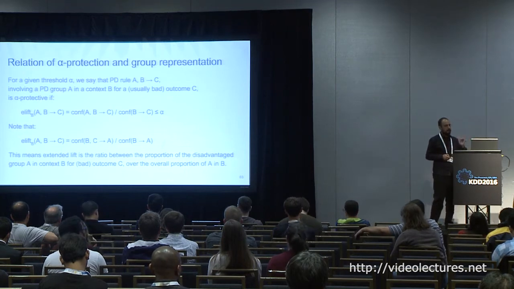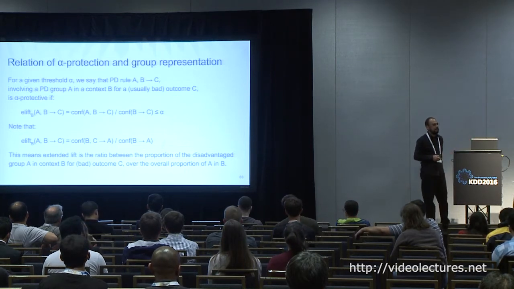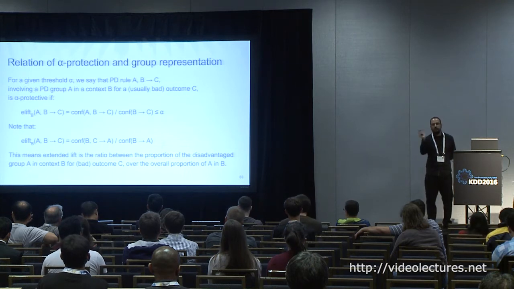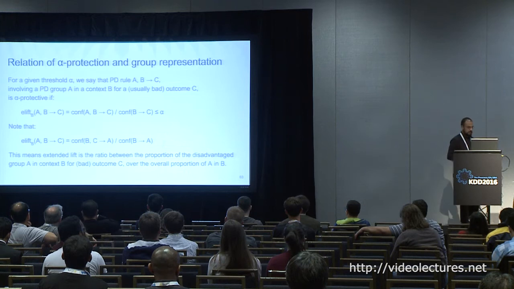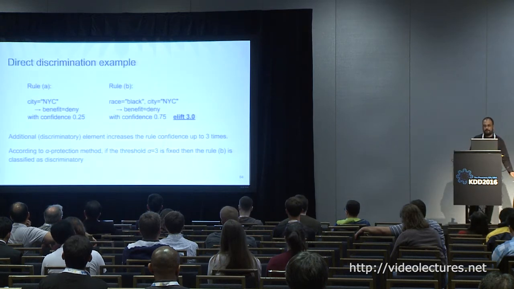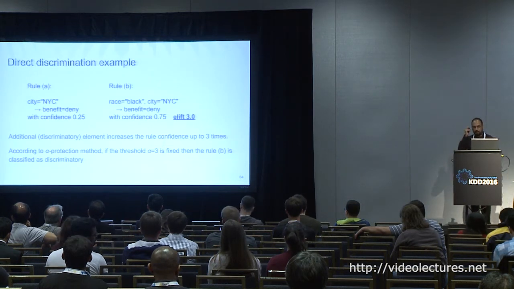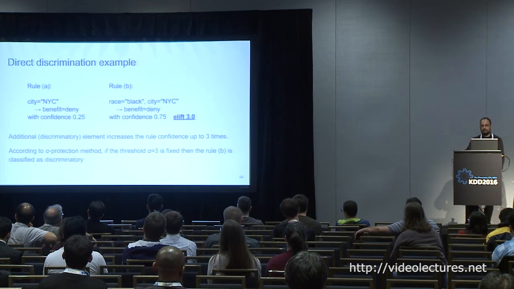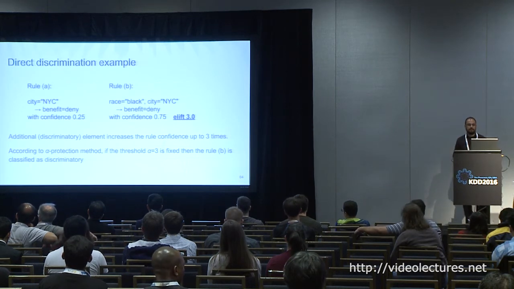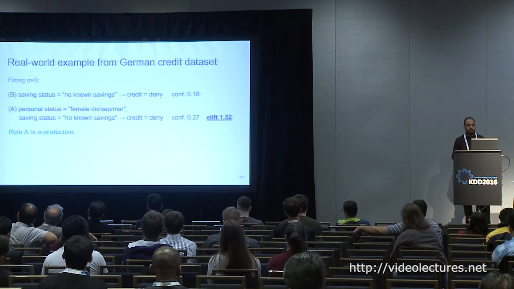And remember, there is a parameter that is going to be given that tells you up to which point you are allowed to do this and at which point you are not allowed to do this, which is going to be the alpha protection. So suppose you have alpha equal to 3. Let me give you an example of direct discrimination. You have an element, like you add the race, and then you increase your lift by 3 times, of course.